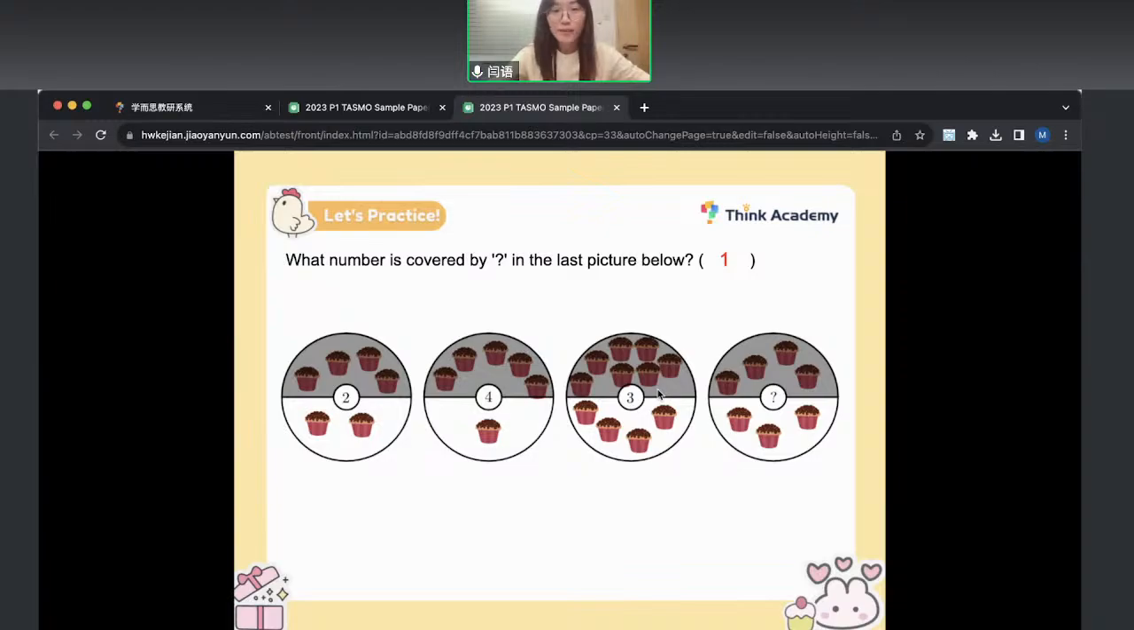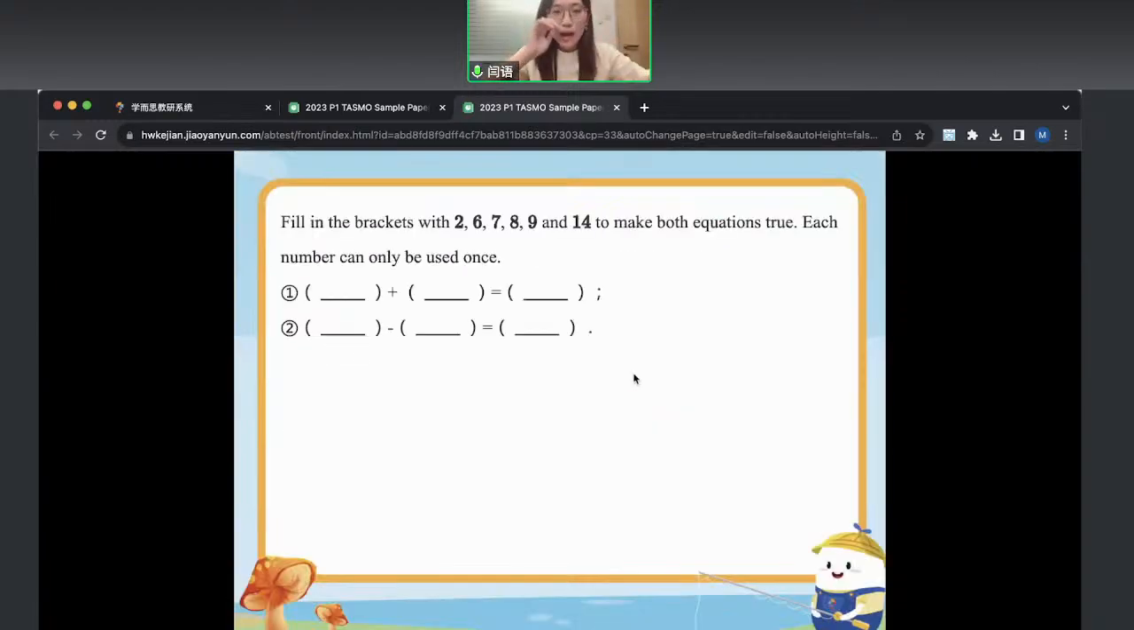Now, for the next one, I have to say this question is super easy, but there is a key point. Fill in the brackets with 2, 6, 7, 8, 9, and 14 to make both equations true. Each number can only be used once.